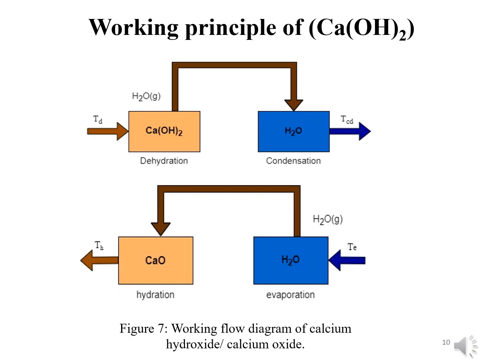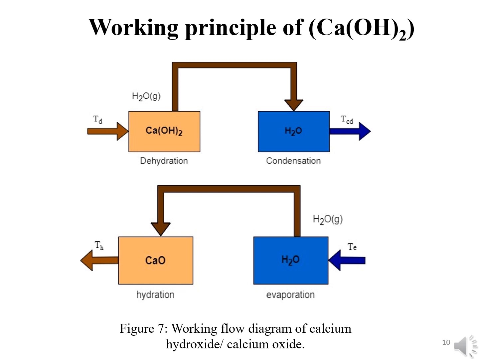Now the working principle of calcium hydroxide is shown, in which the formation of calcium hydroxide is there. Calcium hydroxide is heated during dehydration and breaks down into calcium oxide and water vapor. This type of reaction is called an endothermic reaction and the process is called the charging process. Now when a reaction is exothermic, heat is produced when water is heated to steam.